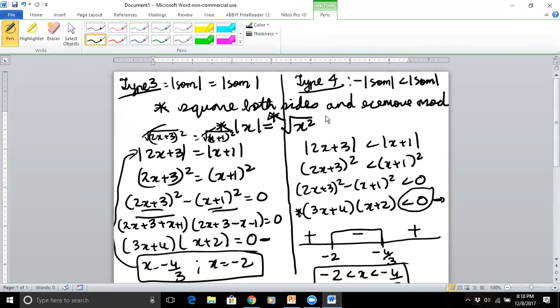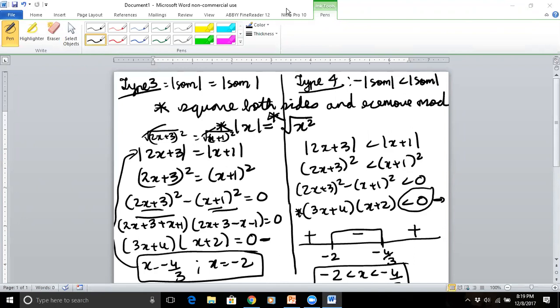X plus 3 into x plus 2 will follow the same rule. What do you mean follow the same rule, Balal Hussain? Yeah, follow the same quadratic inequality rule. Definitely yes. Okay with this, guys? All of y'all? Perfect. All right.